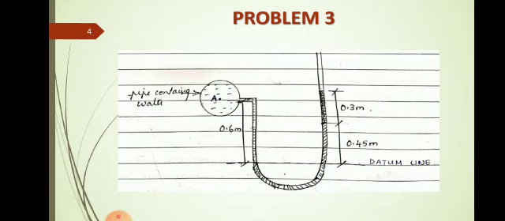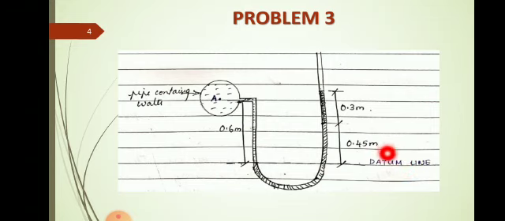Now what are you asked to find out? You are asked to find out the pressure at the point A. So this is the point A. In order to find out the pressure at point A, first you have to take the datum line. How will you draw the datum line? Datum line is drawn at the lower level of mercury. So this is the lower level of mercury, find it and draw a horizontal line which is the datum line.